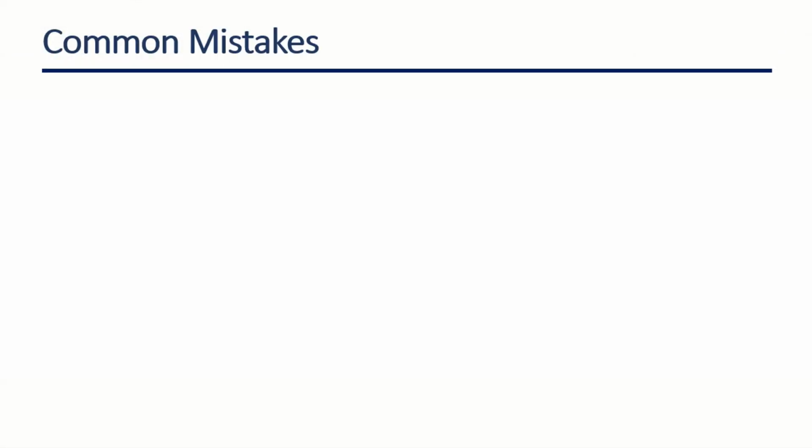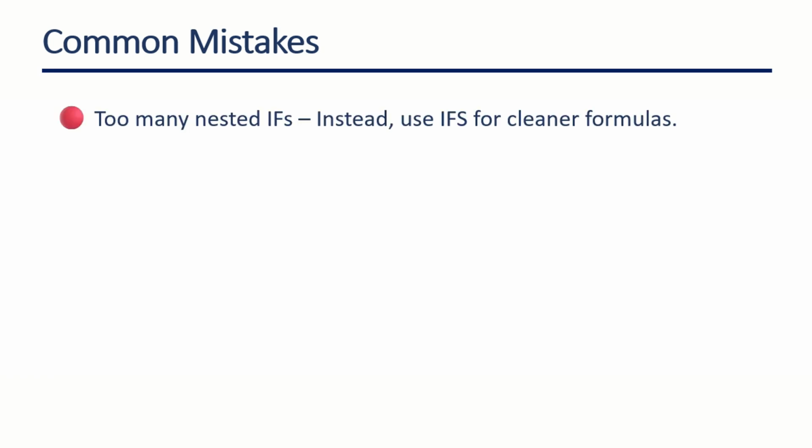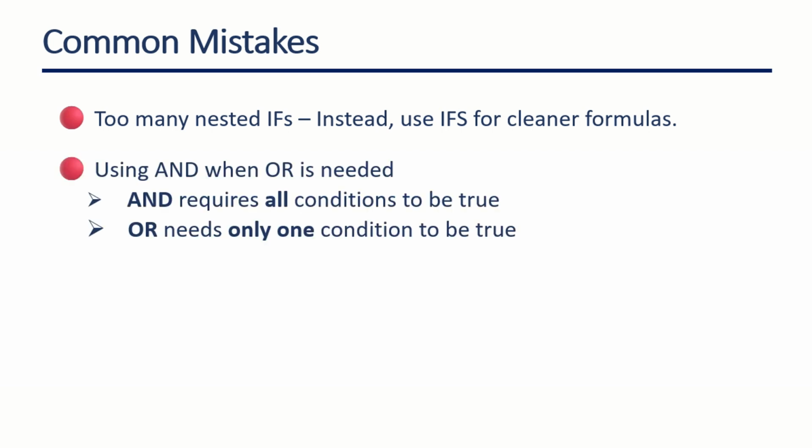Before we wrap up, here are some common mistakes people make when using complex if functions. 1. Using too many nested ifs. Instead, use IFS for a cleaner formula. 2. Not understanding the difference between AND and OR. AND requires all conditions to be true, while OR requires only one condition to be true. In some cases, you would have to combine both. 3. Forgetting to close the parenthesis of the AND or OR function. They are separate functions, and after putting in all of your logical conditions, remember to close the parenthesis.